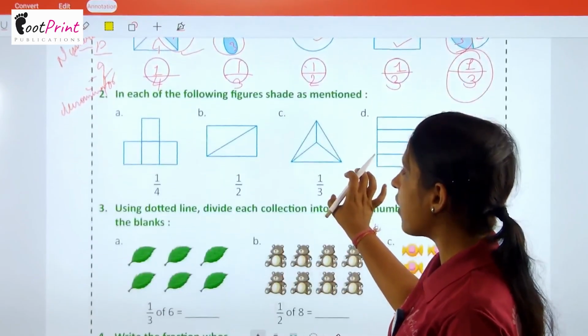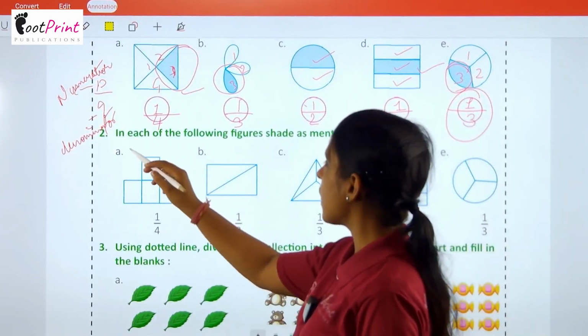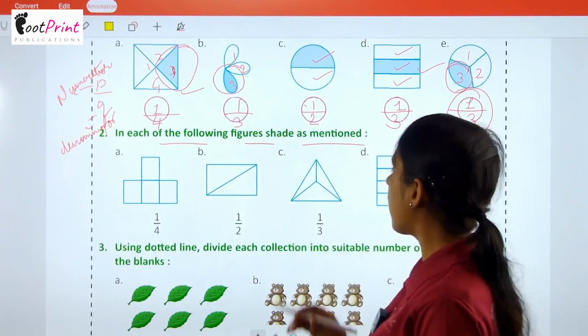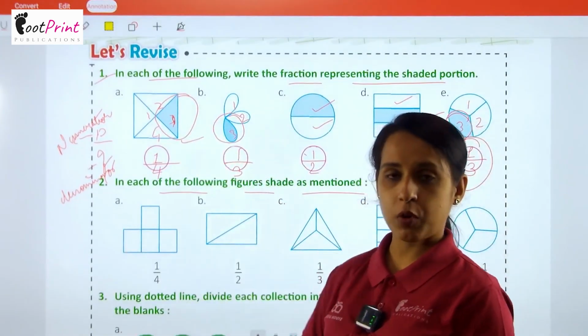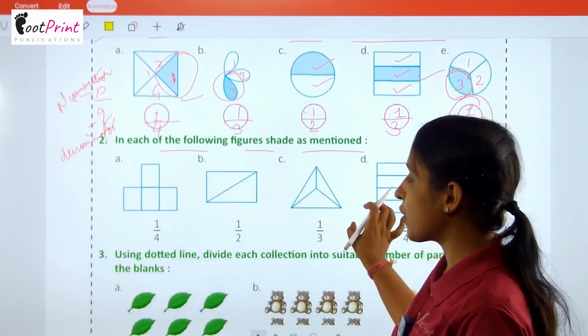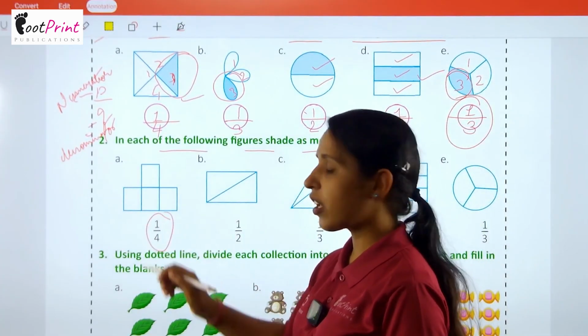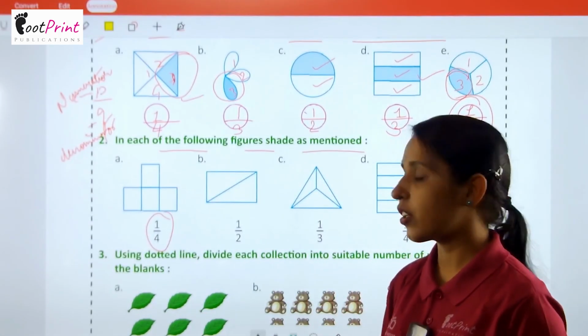Just like here in question number 2, in each of the following figures, shade as mentioned. In question number 1 shaded figures are given and we have to make the fraction. But in question number 2 the fractions are given and we have to shade the figure.